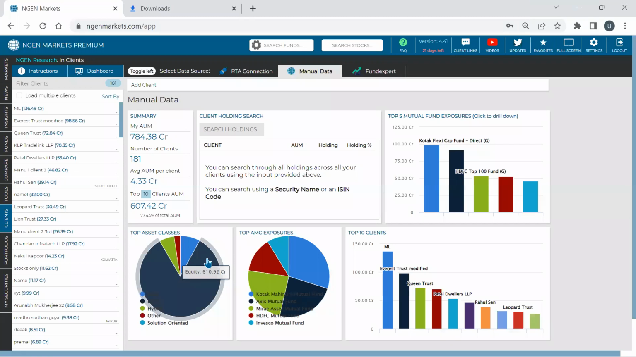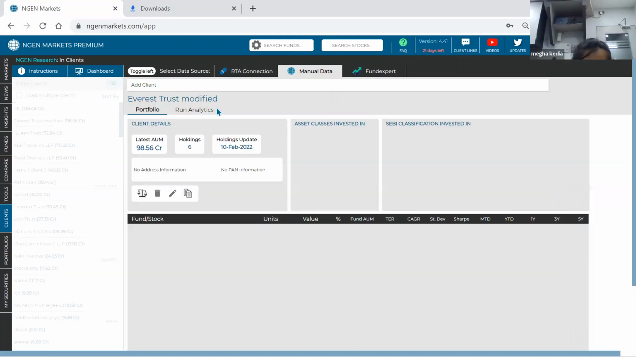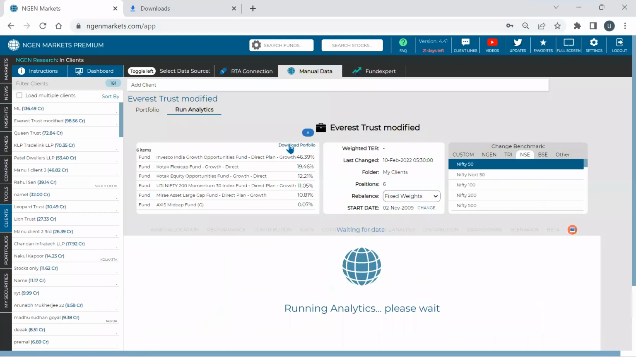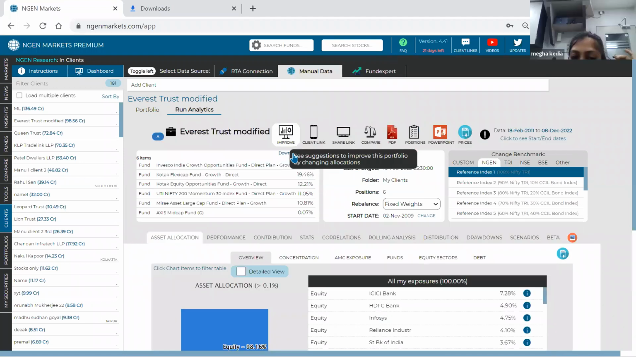And just so you know, ma'am, there is one method still you can do. Umair, just load Everest Trust modified and then just run analytics. It may not suffice all your requirements, but at least percentage wise, you can download from here. But if you give us some time, we'll add the Excel download. Yes, that would work. Thank you so much. No problem.